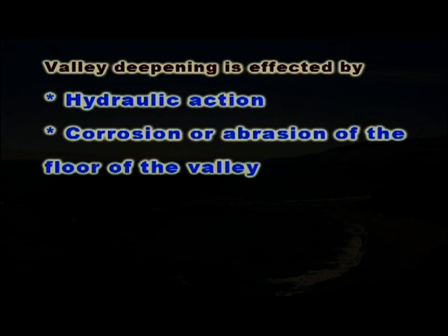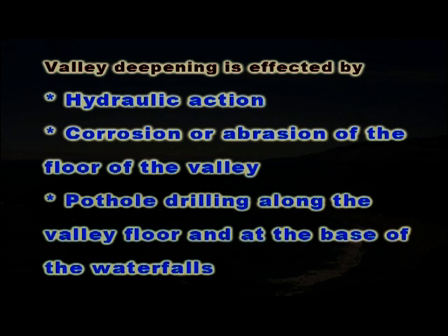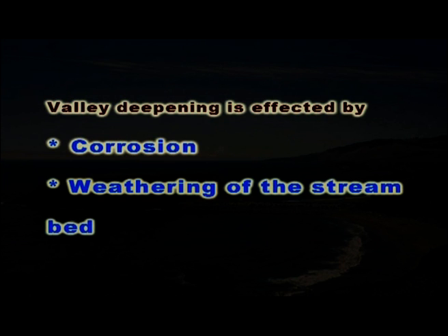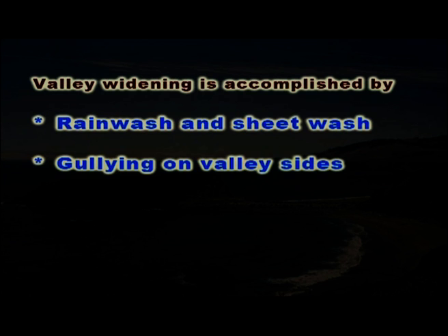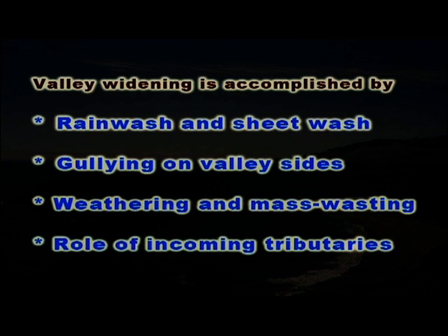Valley deepening is affected by hydraulic action, corrosion and abrasion of the floor of the valley, pothole drilling along the valley floor and at the base of the waterfalls, corrosion and weathering of the stream bed. Valley widening is accomplished by lateral erosion or planation by the stream in a valley, hydraulic action, corrosion, rain wash and sheet wash, gullying on valley sides, weathering and mass wasting, and the role of incoming tributaries.